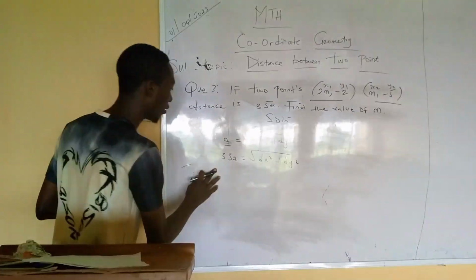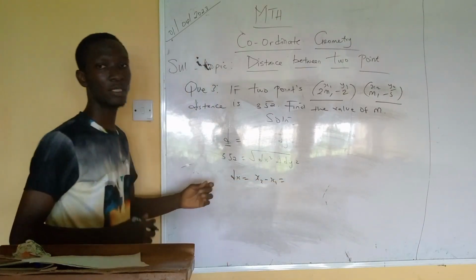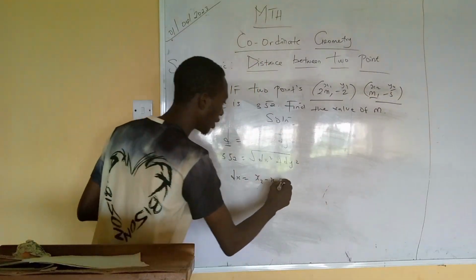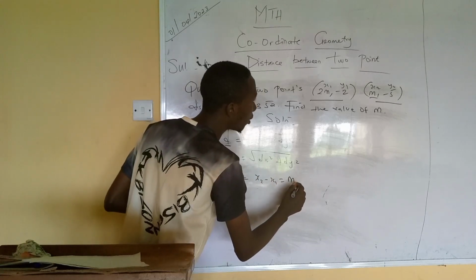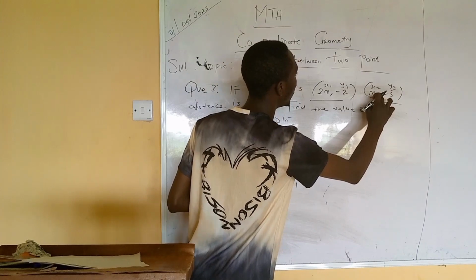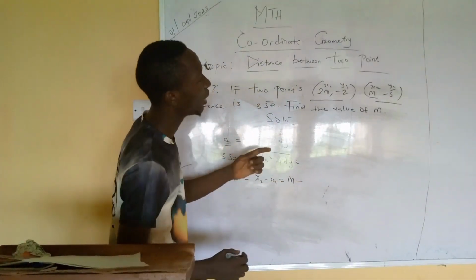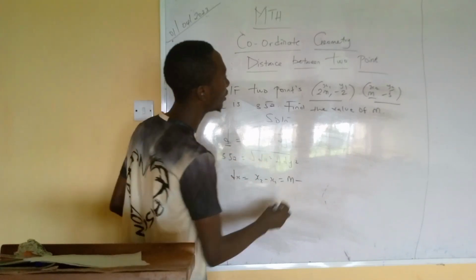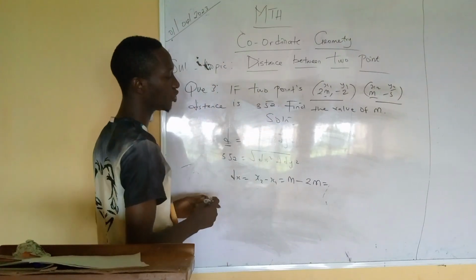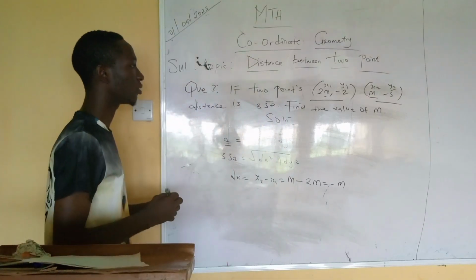Therefore, our change in x is x2 minus x1, the difference between the two values of x. Now x2 is m. It's not m1, this is just like m is taking note. So x2 is m, then x1 is minus 2m. So m minus minus 2m is just like 1 minus 2, so it will be minus m. Please take note of this.